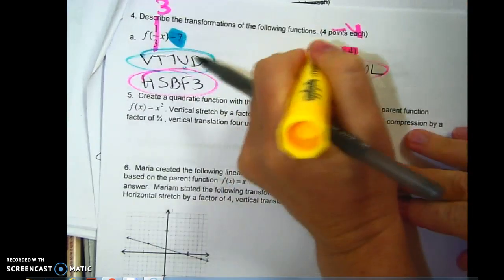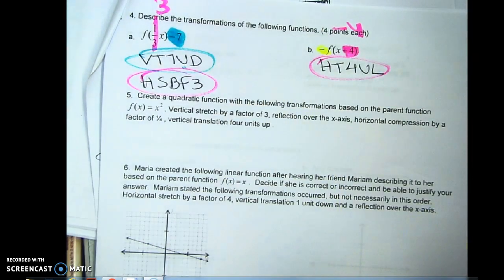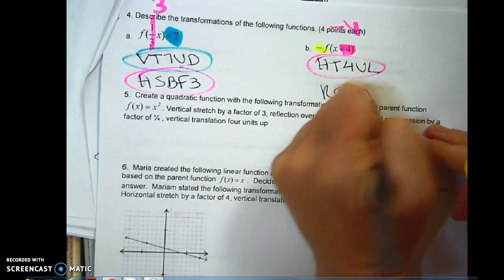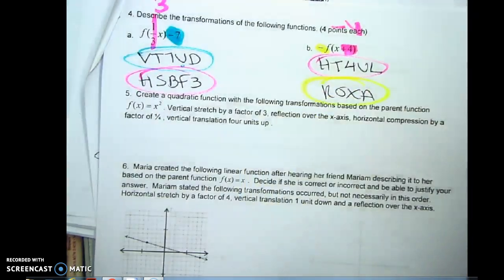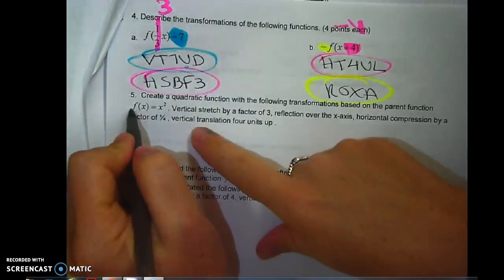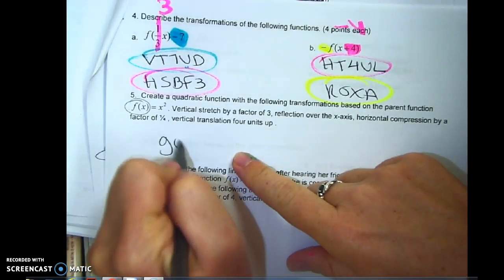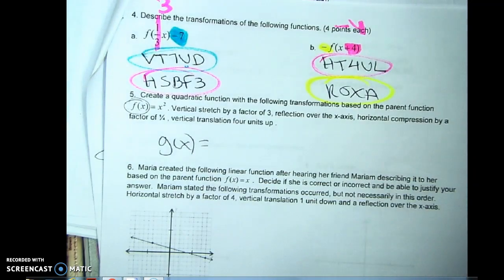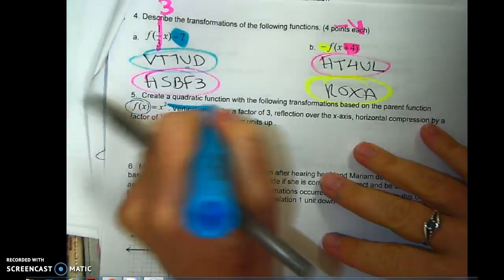The negative means a reflection. It's with the y, which really means it's with the x. Reflection over the x axis. Okay, so they want me to make a new function. If the parent is f of x, I need to make sure I write g of x, h of x, whatever. Okay, vertical stretch by a factor of 3.